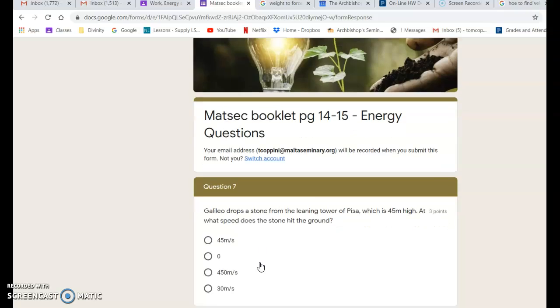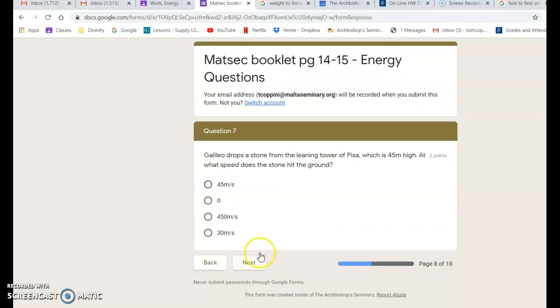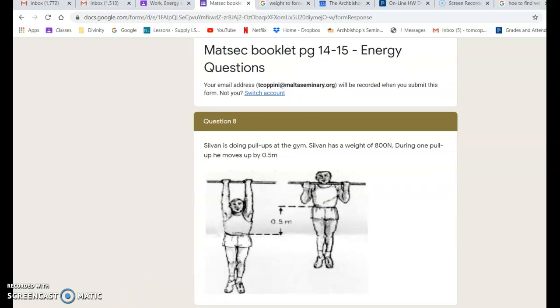Let's move on. This one I don't know either because the question is Galileo drops a stone from the Leaning Tower of Pisa, which is 45 meters high. At what speed does the stone hit the ground? Oh, I think that this is a trick question. I'm not really sure, so try to figure it out on your own, and I hope you get it right.